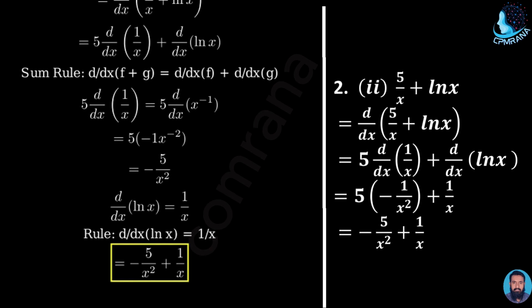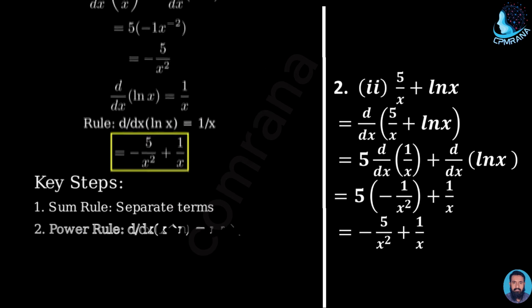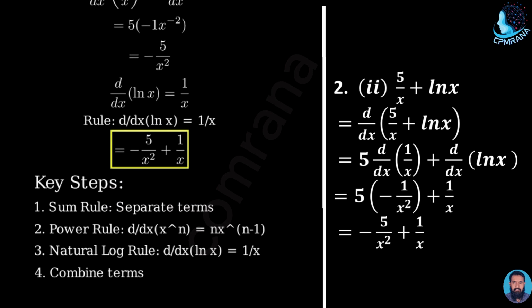Let's review the key steps we used. First, we used the sum rule to separate the terms. Then we used the power rule for the first term and the natural log derivative rule for the second term. Finally, we combined our results to get our answer.